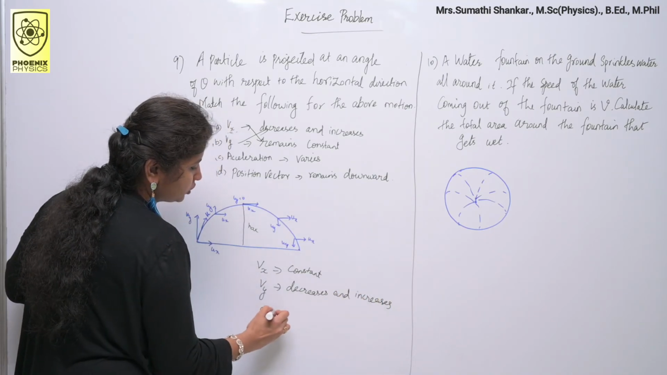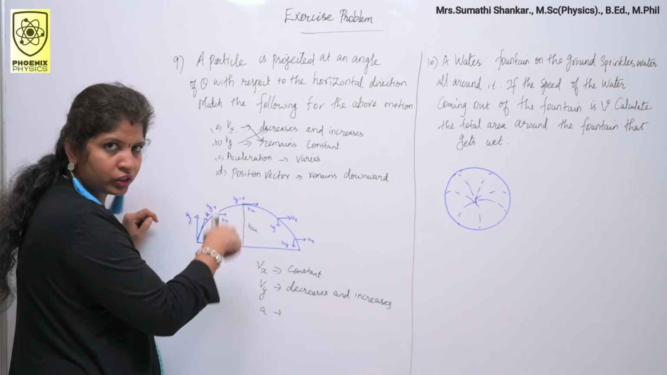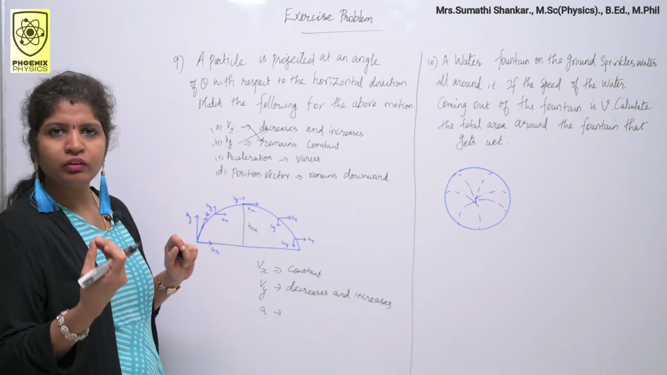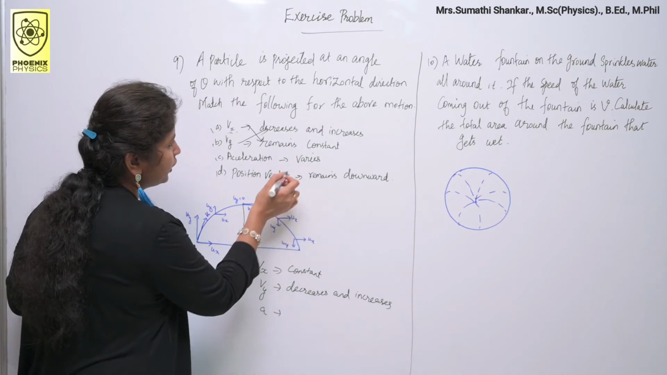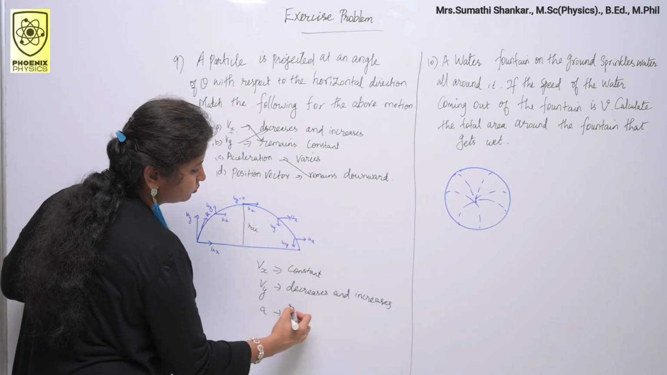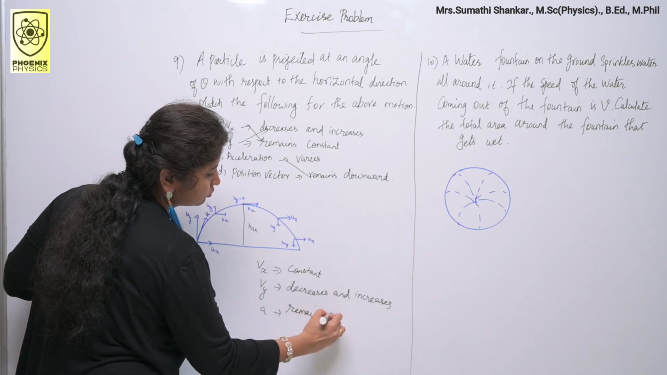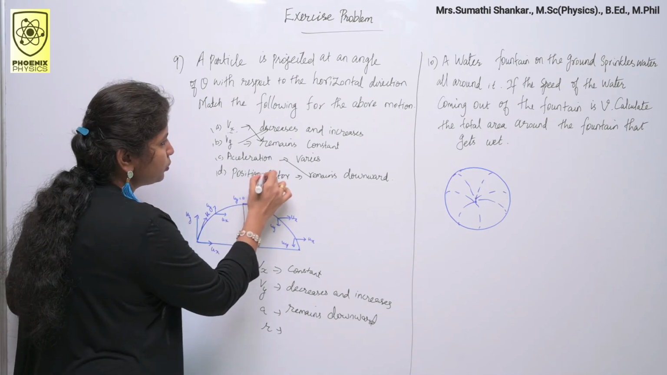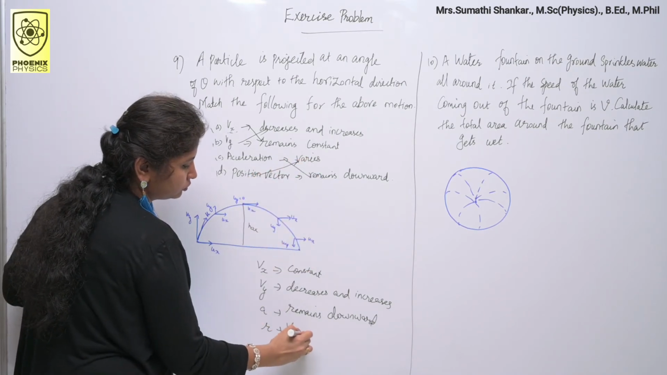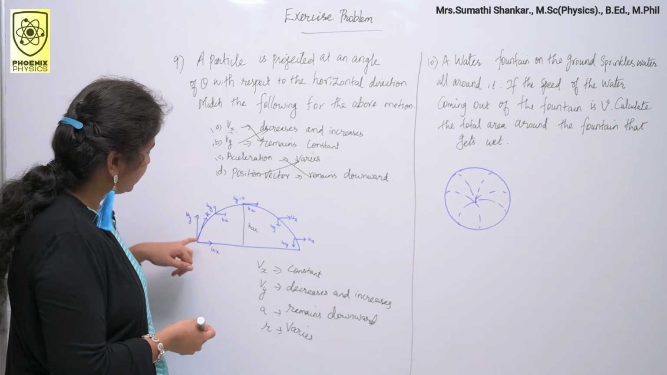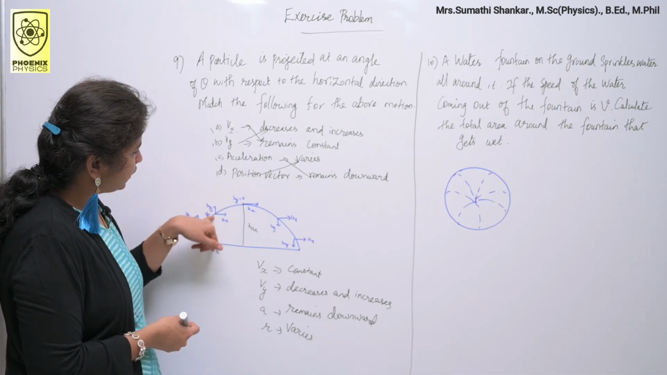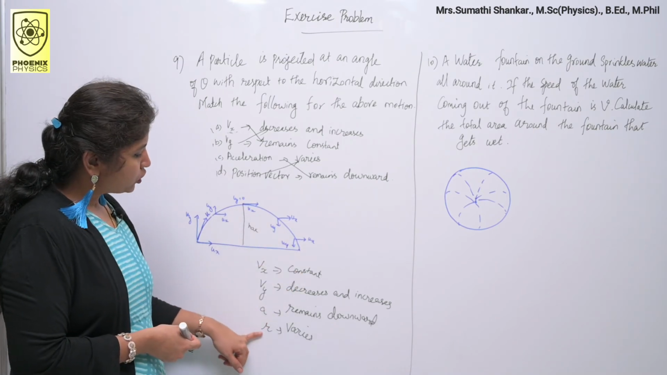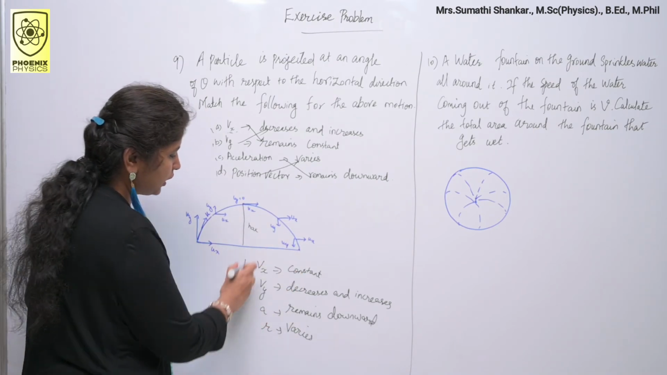Then acceleration is always downwards because any object will be attracted towards the earth due to the gravitational force. So a remains downwards. Then position vector varies. The position of the object varies, right? Initially the object is here, then reaches this position and finally it reaches the ground. So your position vector varies. This is your answer.